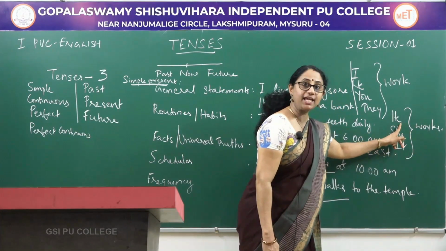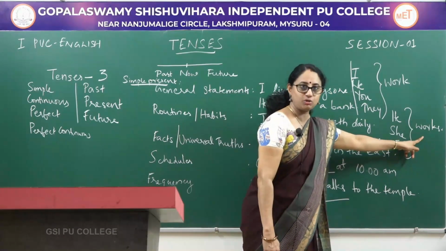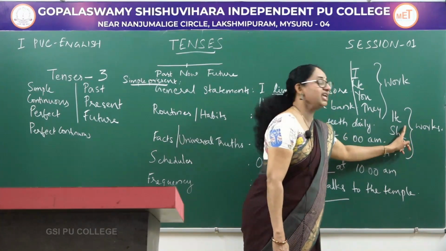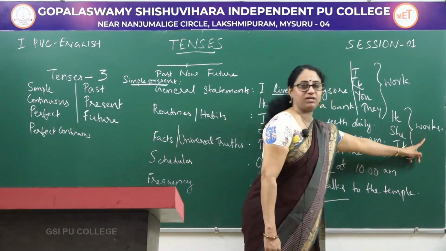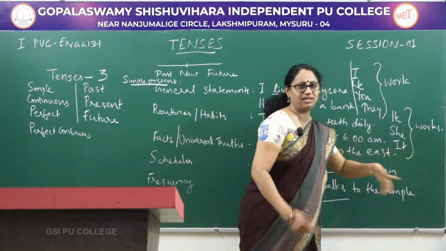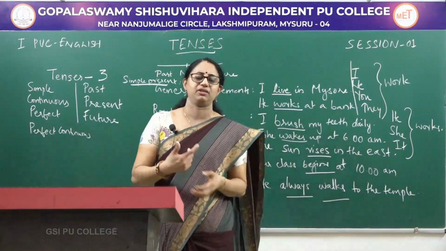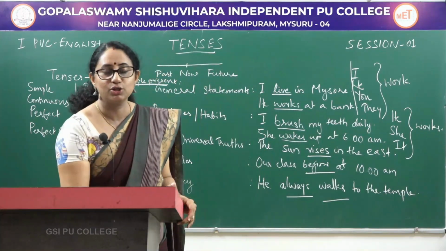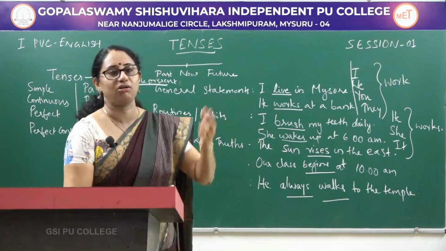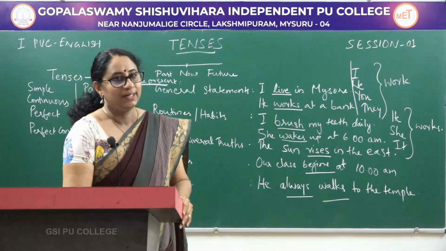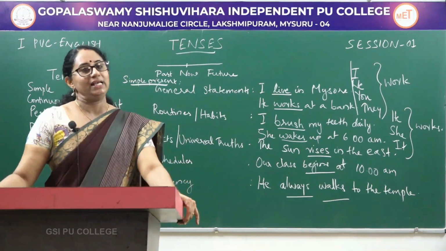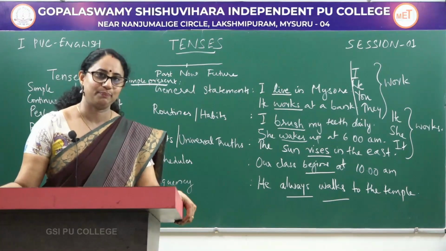We will not say he work. The statement has to be made like this: he works, she works, it works. See, it can represent an object. Say for example, it can refer to a clock. It works means the clock works. So these are the uses of simple present tense.